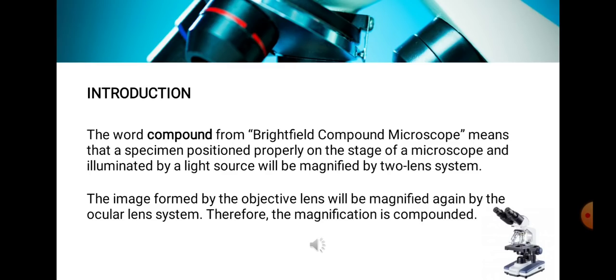Now let us discuss the reason why it is termed a bright field compound microscope. The word compound means that a specimen is positioned properly on the stage of a microscope and illuminated by a light source, and it is magnified by a two-lens system. The image formed by the objective lens will be magnified again by the ocular lens system. Therefore, the magnification is compounded.